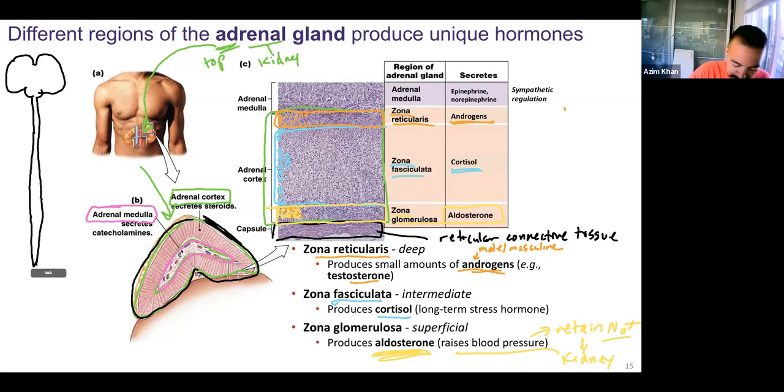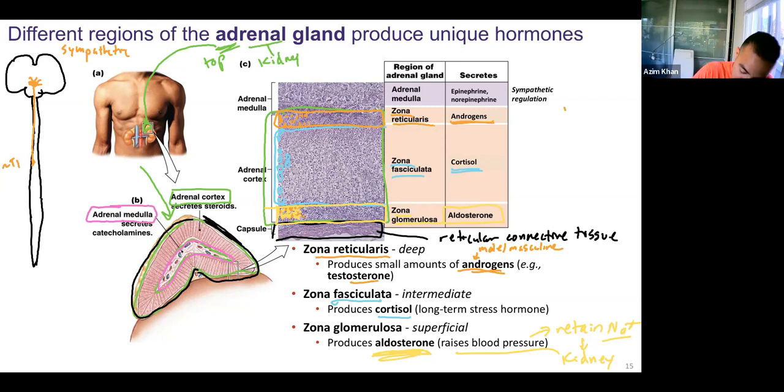All right, there's a brain and spinal cord. If you remember, we learned about a sympathetic pathway. There was a sympathetic pathway that started in the hypothalamus. It went down the spinal cord. Let's say we're at roughly the T1 level. And then from the spinal cord, we have a preganglionic neuron.